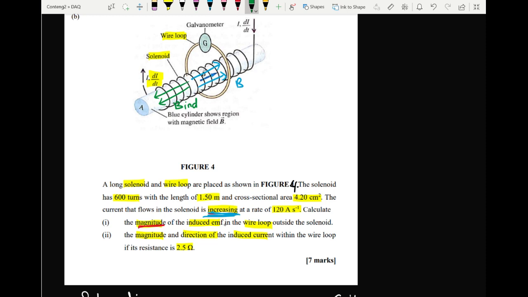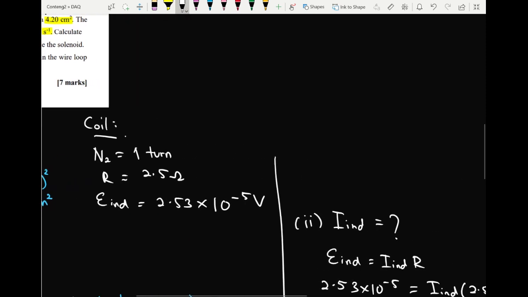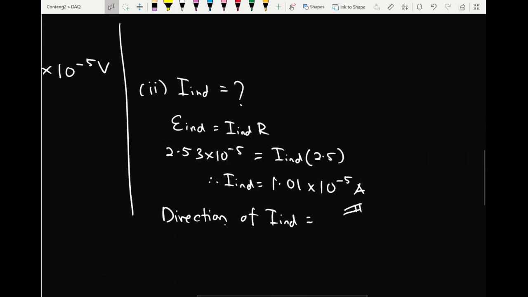After that, you just use your right hand grip rule to determine the direction of induced current occurring in the wire loop. So just grab it, so you will get in this direction. So this is the induced current. We can see that the direction is anti-clockwise. Simple. So this is anti-clockwise. Okay, that's it for question number 4. Thank you.